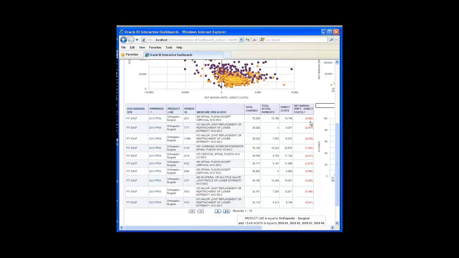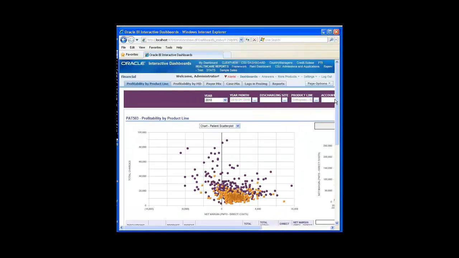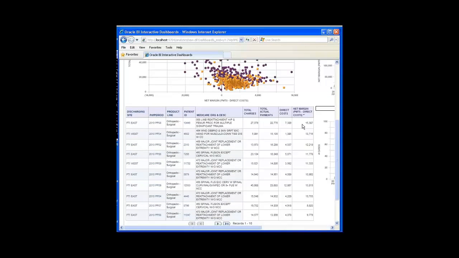So you remember I had clicked on an individual patient. Here I have my worst 10 patients in terms of profitability. It's sorted in ascending order, so I have my negatives at the top here. So I can see who those patients were. I can see what the DRG was. If, for instance, I wanted to see who my best patients were, who my most profitable patients were, I just click on that column heading, and now I have the inverse look of it.